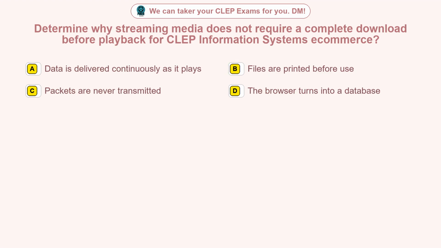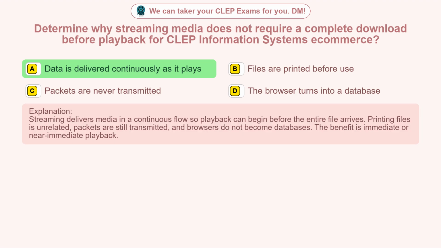Question 28. Determine why streaming media does not require a complete download before playback for CLEP Information Systems Ecommerce. Option A, data is delivered continuously as it plays. Option B, files are printed before use. Option C, packets are never transmitted. Option D, the browser turns into a database. The correct answer is option A, data is delivered continuously as it plays.